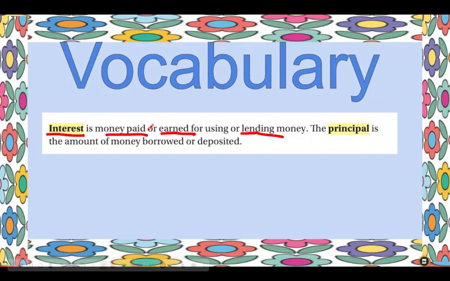If you need to take out a loan for a car, a mortgage, whatever you need to take out a loan for, the bank says we're going to loan you the money, but you have to pay interest on top of that. So you're going to be paying extra. The principal is the amount of money that you borrow or that you put in. That's called the principal.